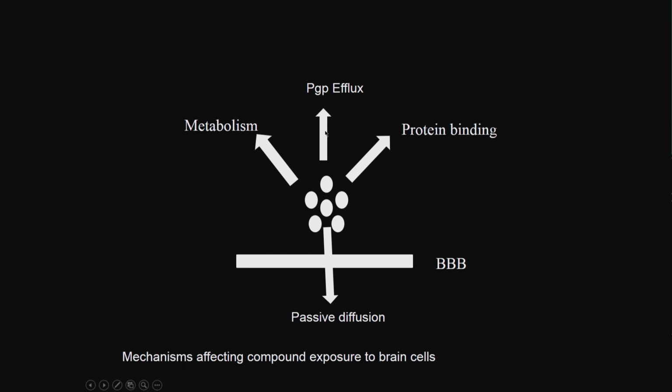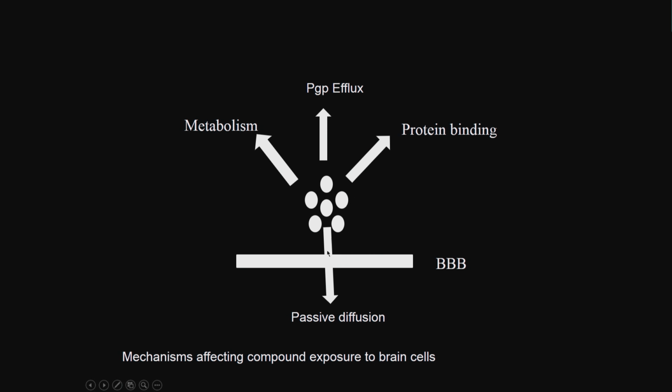P-gp efflux throws the compound out. Then we have protein binding, so again the compounds get neutralized, or metabolism. You could have a lot of metabolism taking place, so the compounds get degraded. So these are preventive steps: the efflux is very high, binding to protein is also very high, and metabolized products are small products which become harmless.